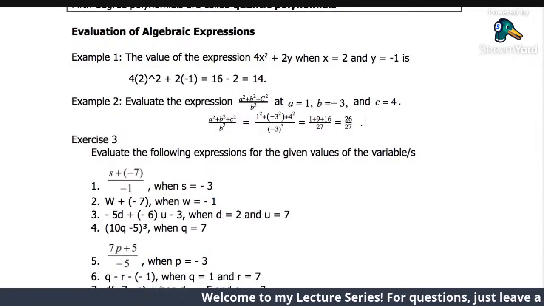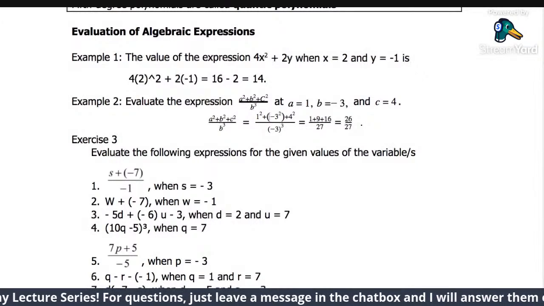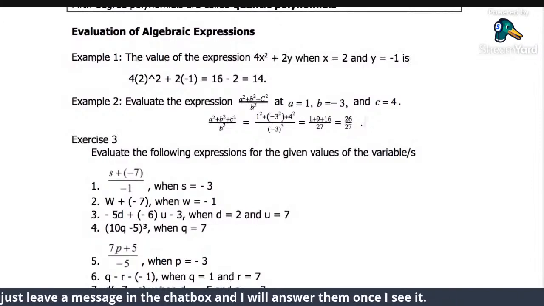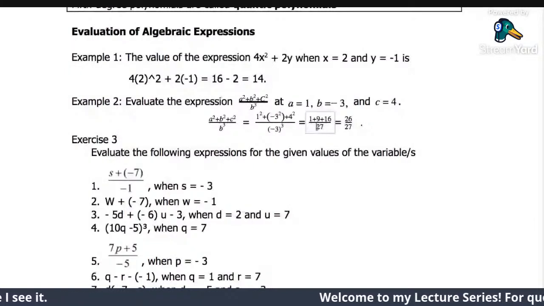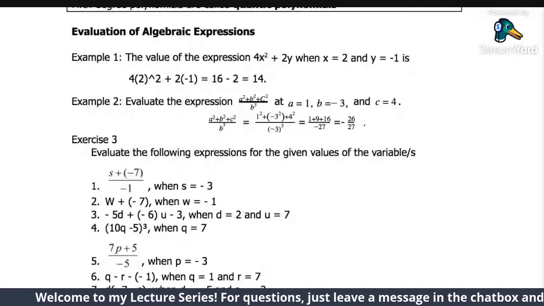Let me see. I hope this is correct. Sorry. So -3 squared is positive 9. 4 squared is positive. This is cube, so this should be negative. So the answer should be negative 26 over 27. That should be the correct answer.